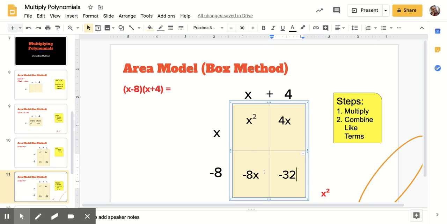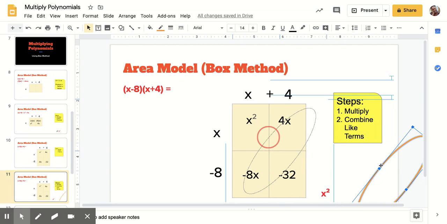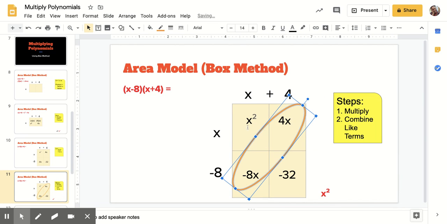And the next step, it says to combine like terms. So we need to look and see, do we have anything that's alike? And if we do, we're going to circle them. So with x squared, do we have any more x squareds? Nope. And this one doesn't have a variable. Do we have anything else that's a constant that doesn't have a variable? Nope. But we do have 4x and minus 8x. They're on the diagonal. We can combine these two. So I'm going to circle these because these are like terms. And we're going to combine those.